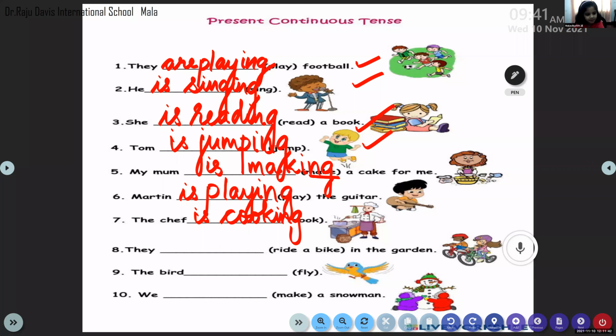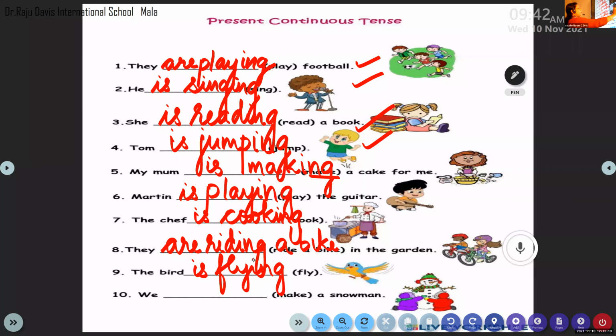Anthony Shan, come on, do the next question. The bird is flying. Very good. You can see in that picture, the bird is flying. So is plus the verb plus ing. That is the form of action in progress. Very good.